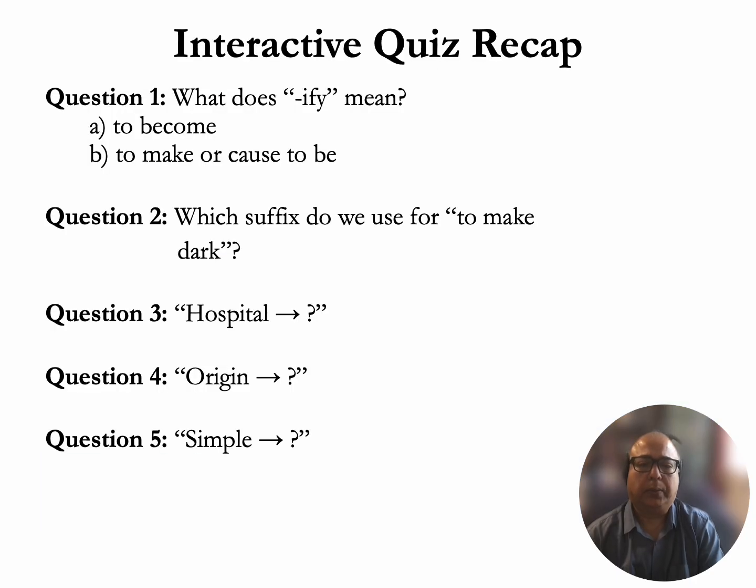Okay, so how about this? I am asking you the meaning of the suffix. For example, ify. What does it mean? Do you remember? You learned it, so it should be easy. What does ify mean? Does it mean to become, or to make, or cause to be? So do all of the questions. There are 5 questions, and they should be easy for you. I am confident that you will do a great job. You'll get all of the answers correct. Pause the video and complete the exercise.